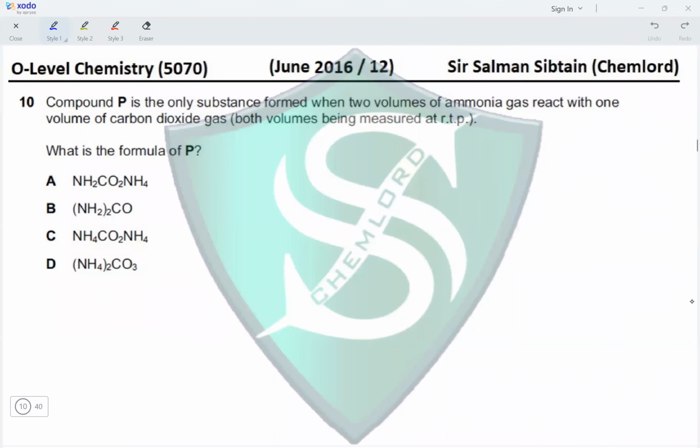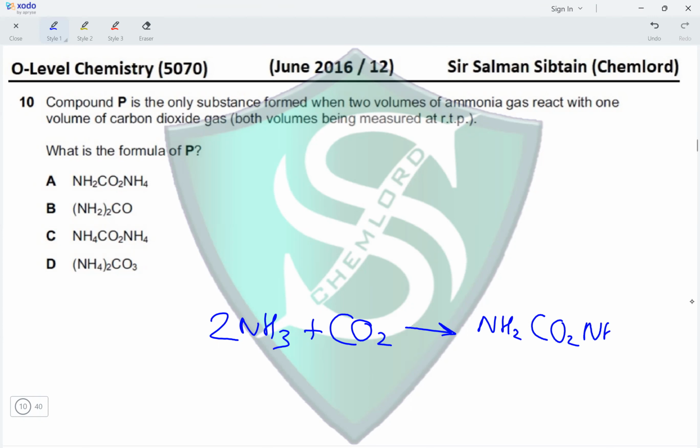Question 10. Compound P is the only substance formed when two volumes of ammonia gas react with one volume of carbon dioxide gas, both volumes being measured at RTP. So we have 2 moles of ammonia and 1 mole of carbon dioxide. So this will form a compound in which NH2, CO2, NH4, because it says it is the only substance formed. And since it is the only substance formed, that means this would have all the atoms in the same molecule.